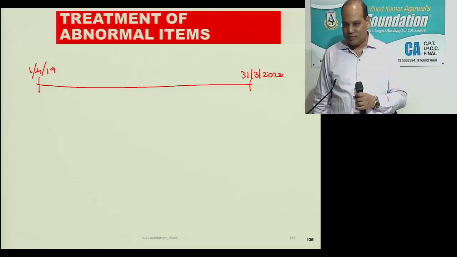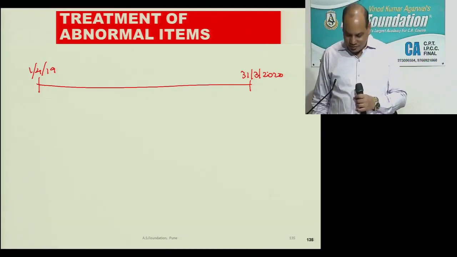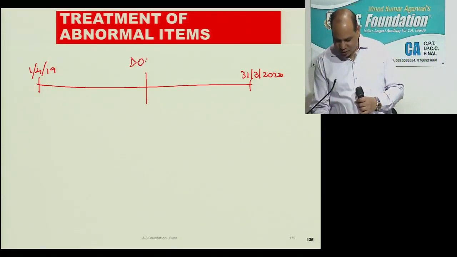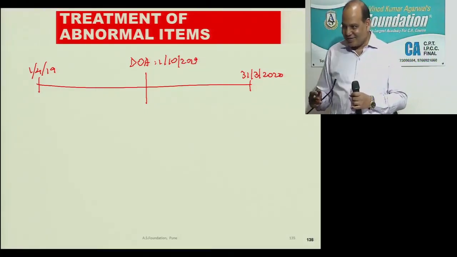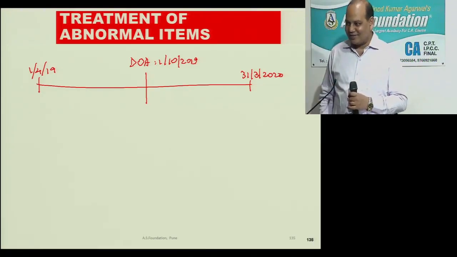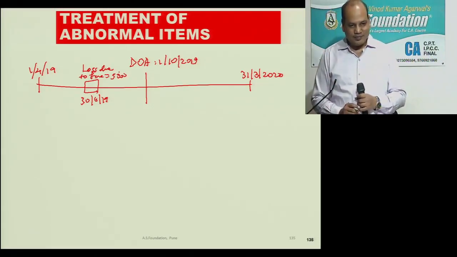This is the year ending date: 1/4/19 to 31st March 2020. This is DOA, 1/10/19. How can it be 2020? You said 1990. Okay. 30th June 19. Loss due to fire. Loss due to fire 5,000. Okay.